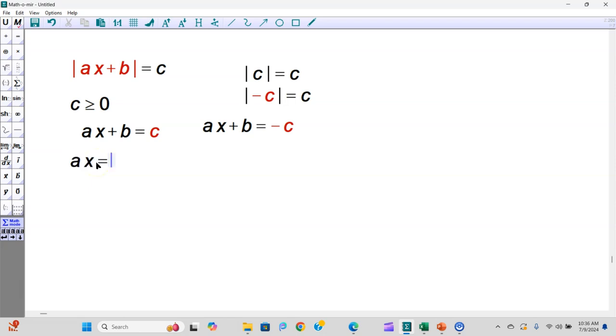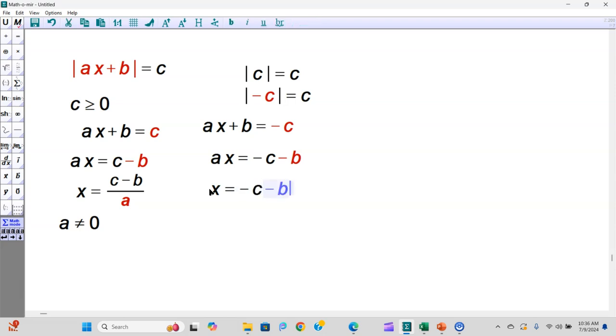So we're going to do ax equals c minus b, subtracting b here, and then divide by a. So x equals c minus b divided by a on the bottom. We should observe something, right? Because here you do have division by a, so a cannot be equal to 0. This one, ax equals negative c minus b, so subtracting b, divide by a, x equals negative c minus b divided by a right here.